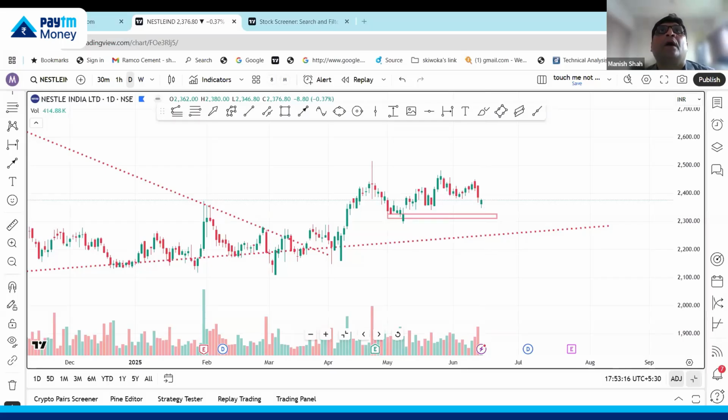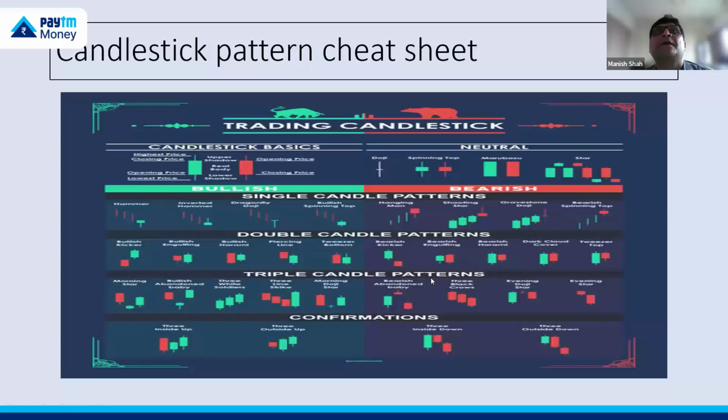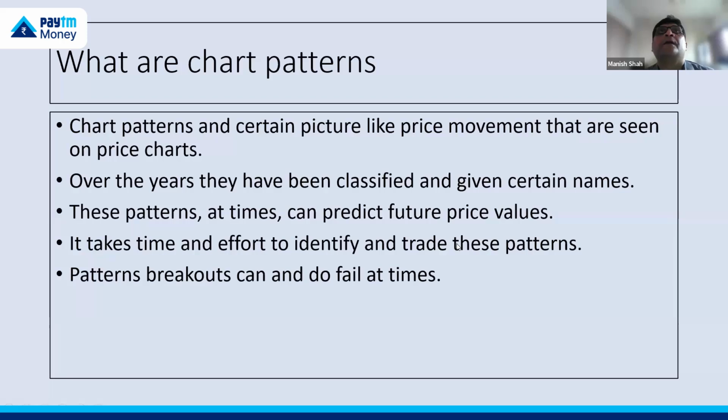Now, this is something on candlestick patterns. It's a huge topic by itself. Now chart patterns. Okay, now what are chart patterns? Chart patterns form a part of the larger realm. It falls under the realm of Western classical technical analysis.